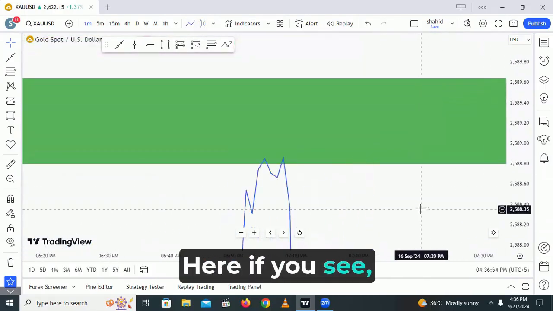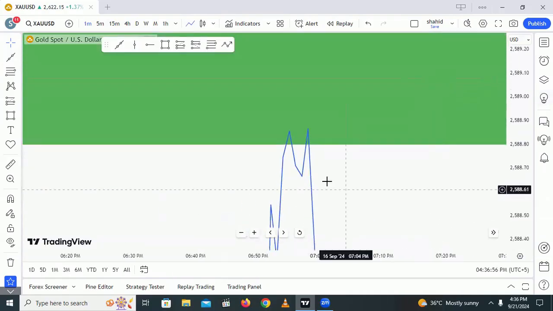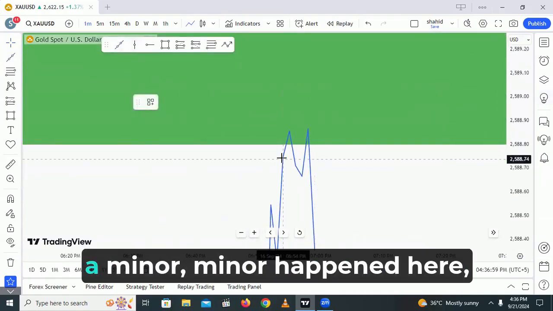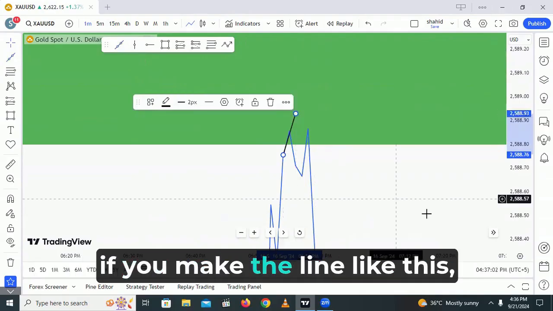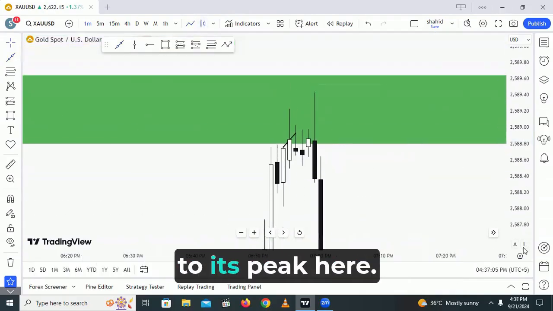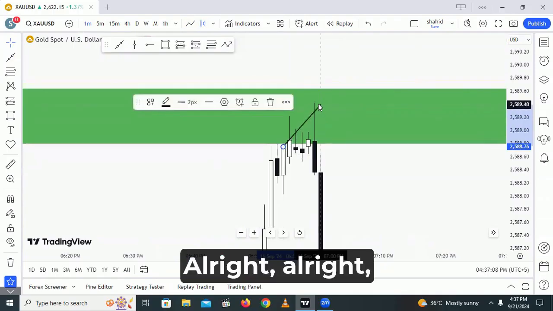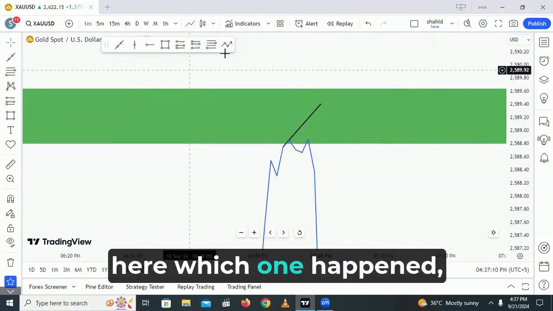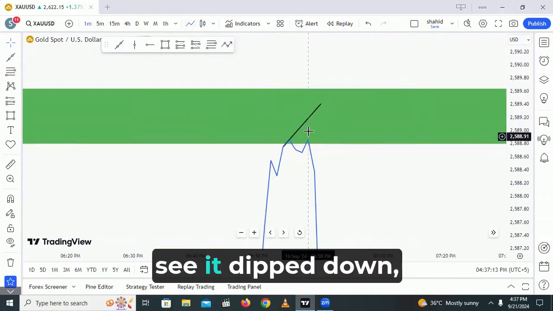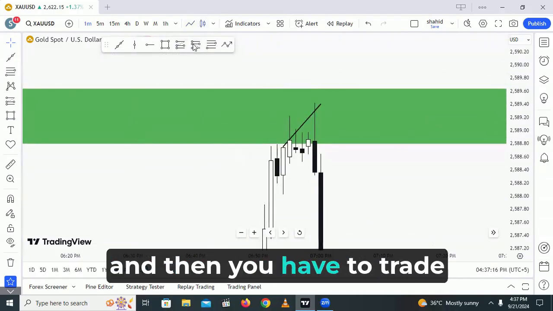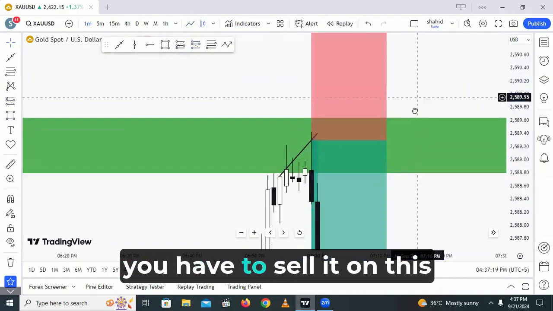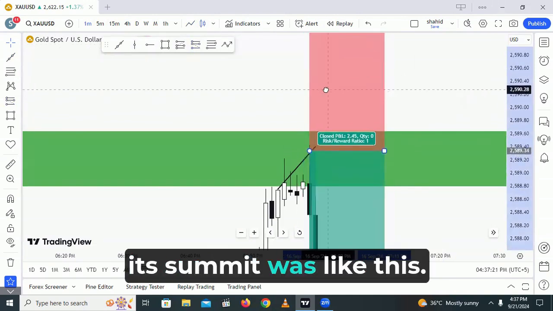Here, if you see, a minor structure is given, a minor happened here. If you make the line like this, then it went exactly to its peak here. All right, here which one happened exactly? A minor. See, it dipped down, then went up, and then you have to trade on its peak here. You have to sell it on this peak, and above it, its summit was like this.